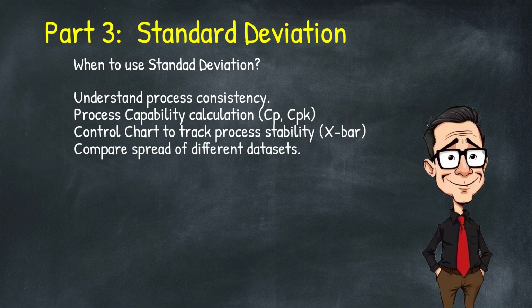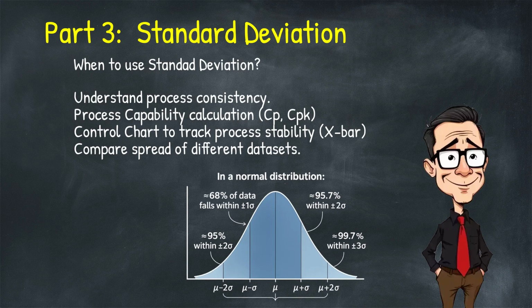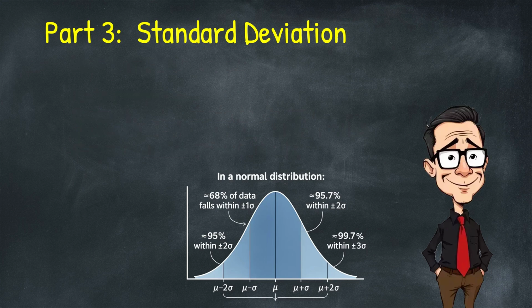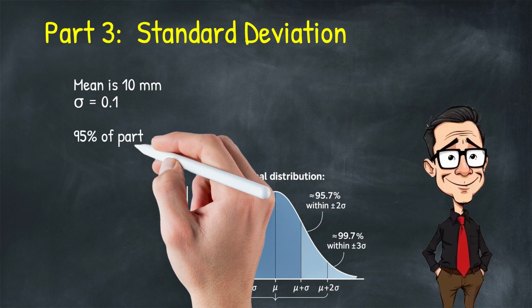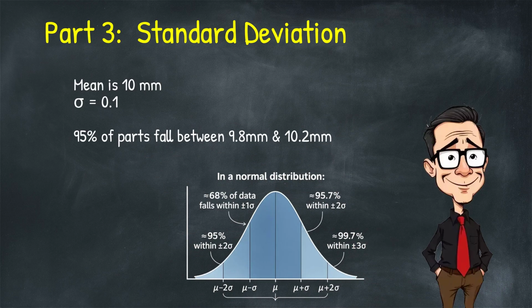Interpretation tip. In a normal distribution, 68% of data falls within ±1 sigma, 95% within ±2 sigma, 99.7% within ±3 sigma. So if your process mean is 10 millimeters and sigma equals 0.1, 95% of your parts fall between 9.8 and 10.2 millimeters. That's a predictable, stable process, every Six Sigma engineer's dream.